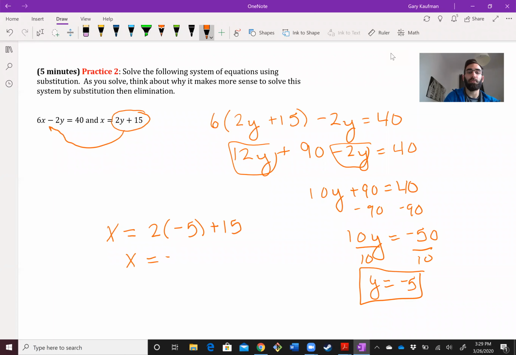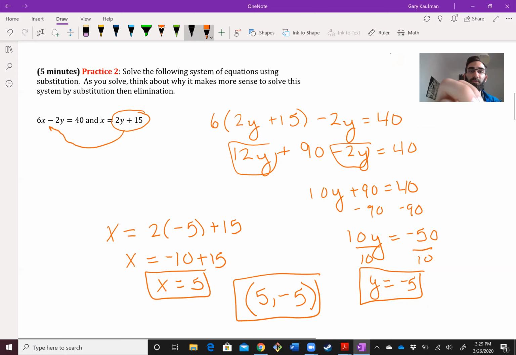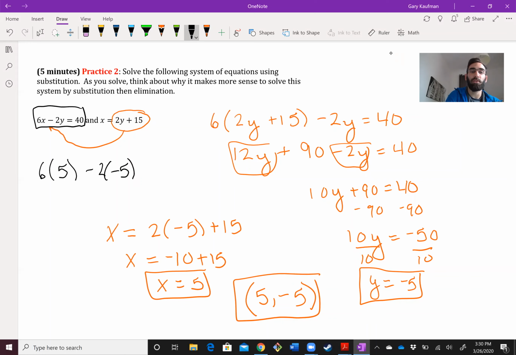I get x equals negative 10 plus 15, x equals 5. So my solution is 5 comma negative 5. And just for the sake of proving it, if I go to this equation, I can actually plug that in and get 6 times 5 minus 2 times negative 5. Well, that's 30 plus 10, which in fact is 40. So it works for both equations.